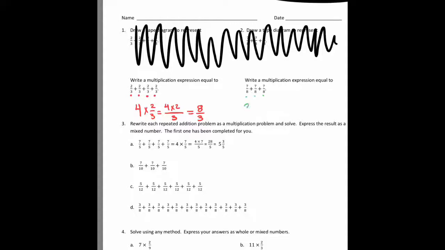It says 7/8 plus 7/8 plus 7/8, which is 3 times 7/8, because there's 3 groups of them. So I'm going to turn that into 3 times 7/8, which will give you 21/8.